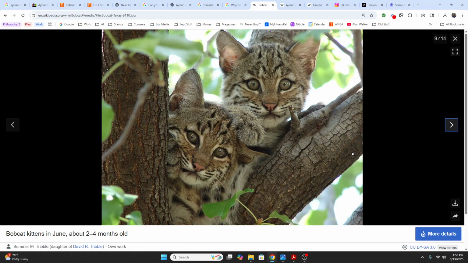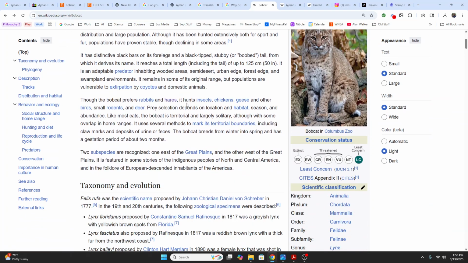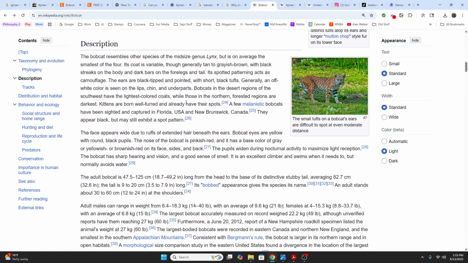And these two adorable little kittens. Yeah, I'd love to have them as pets, except they're wild animals, and that's not allowed. So not only do I want to learn about the bobcat and just scroll down, read through the information, see what it says about its history and its past. What does an adult do? Blah, blah, blah.